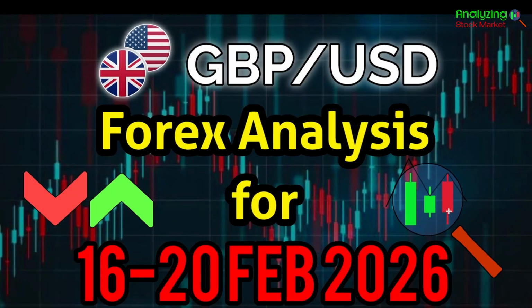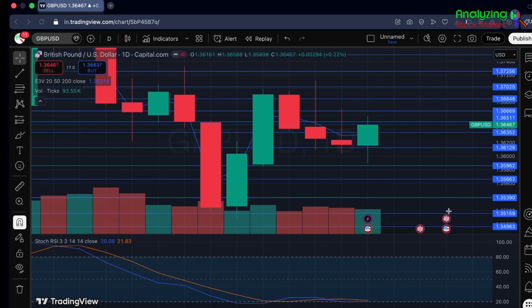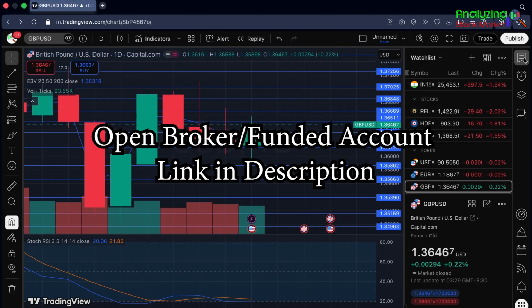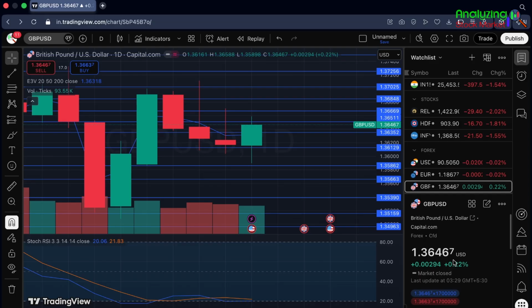So today we'll be talking about the GBP USD pair, and we'll do the Forex analysis for 16th to 20th February 2026. So let's go straight to our chart. First, let's see what happened in GBP USD on Friday. As you can see, GBP USD made a 0.22% positive move, and 1.36467 was the closing of Friday.